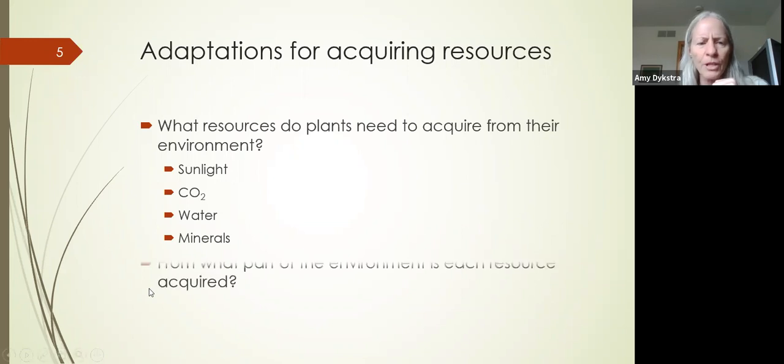So next question is, from what part of the environment does the plant get each one of these things that it needs? So you can send me your answers in the chat as well. From where in the environment does the plant get all these things?